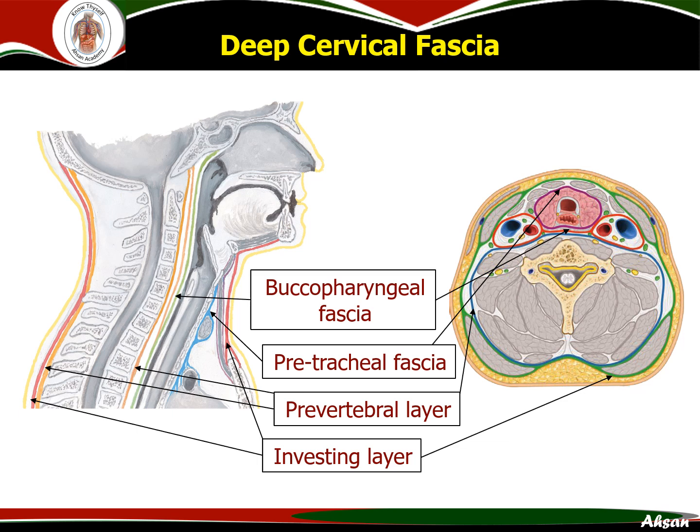All these are single in number, but on either side the great vessels and nerves are enclosed in two vertically arranged sheets of connective tissue. This is called the carotid sheath. So this carotid sheath lies on either side, posterolateral to the visceral fascia.